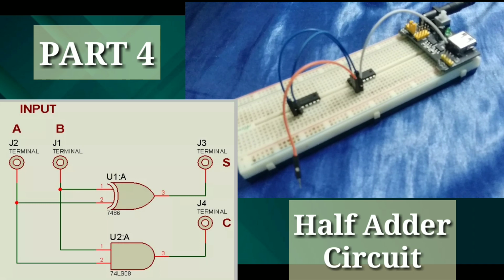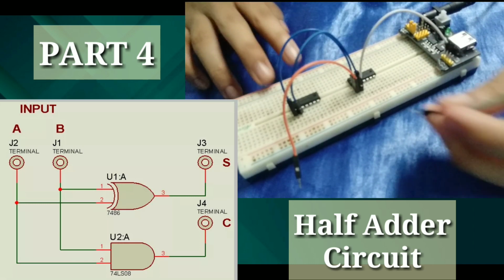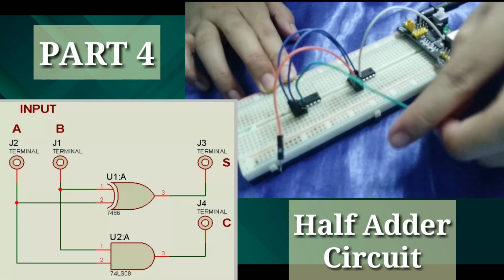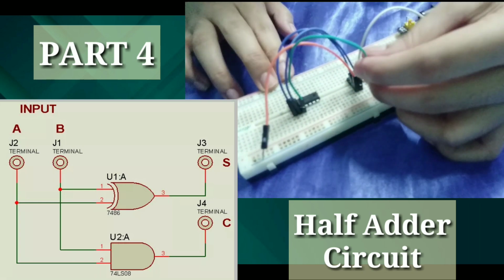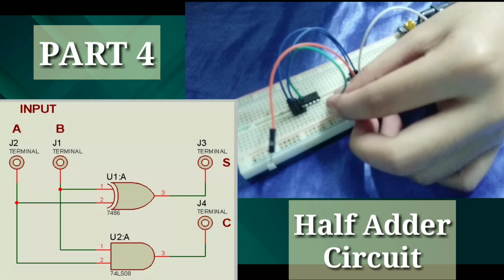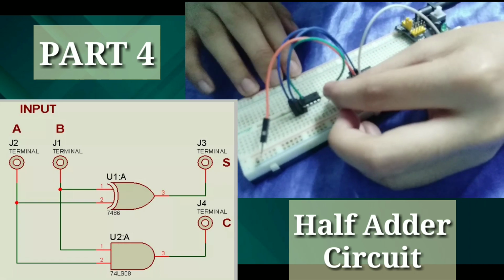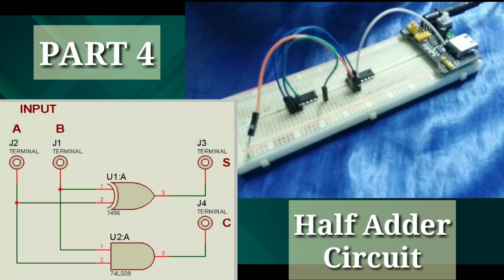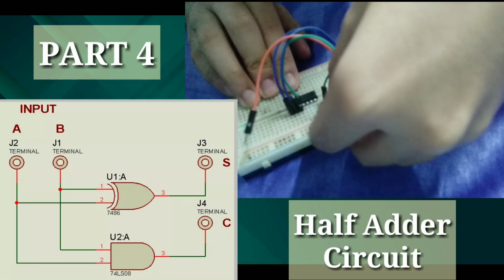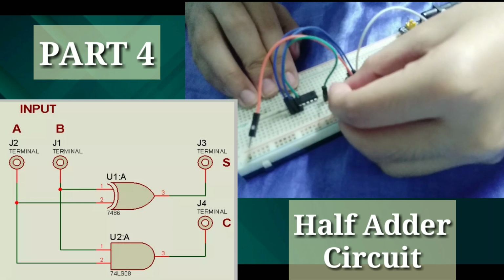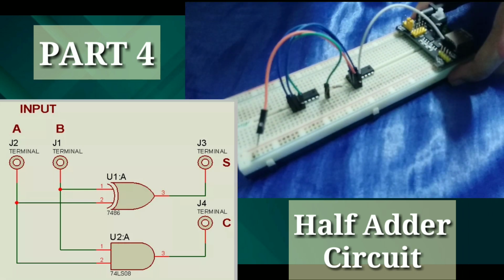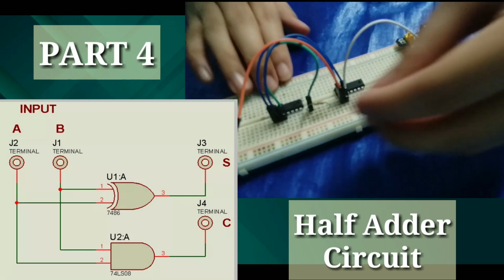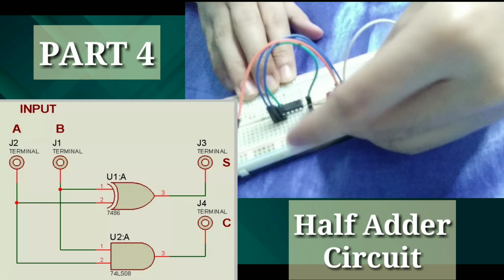Now, for our output, we will be connecting our first output on the third pin of our 7486. So here. And let's connect our resistor to that connection. And of course, don't forget our LED in series with our resistor.